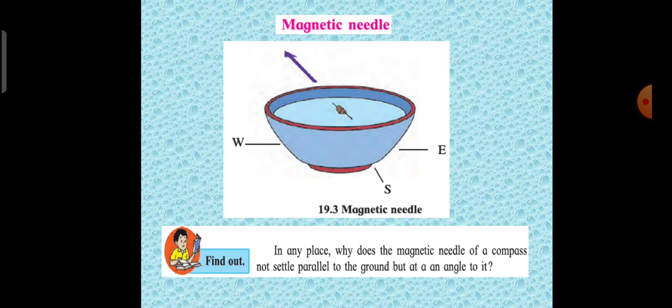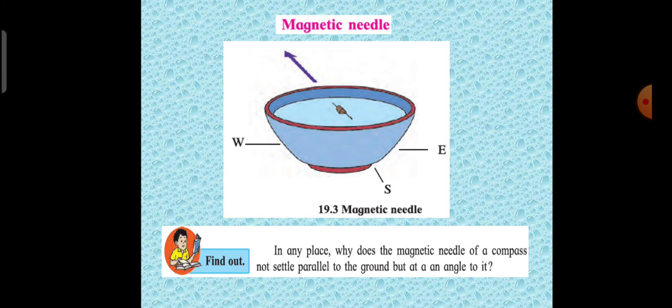Magnetic needle. Here in this activity, you have to take a square cardboard and mark the directions on it. Place a pot filled with water at the center of the cardboard. Take a magnetized needle, stick it to a small piece of cardboard by means of sticking tape. Place the piece of cardboard with the needle on the surface of water in the pot. In which direction does the magnetized needle point? Of course, it will point in the north-south direction.